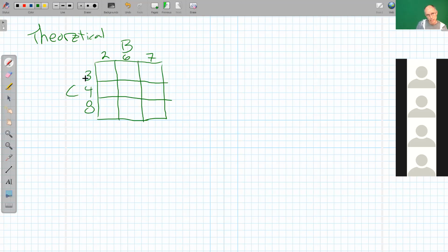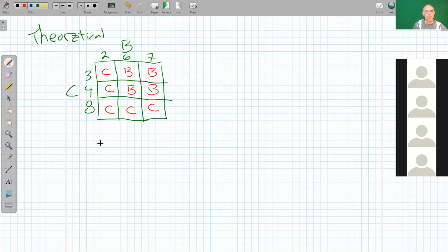So C gets a 3, B gets a 2. So I'm just going to put the winner in the box. C is the winner, agreed? If C gets a 3 and B gets a 6, B is the winner. 3 versus 7, B is the winner. So theoretically, we can make a prediction about what's going to happen. If C gets a 4 and B gets a 2, C is the winner. B, 6 versus 4, B is the winner. 7 versus 4, B is the winner. But down here, C gets an 8. Who cares what B gets? C always wins. So based on this theoretical table, which spinner would you want?